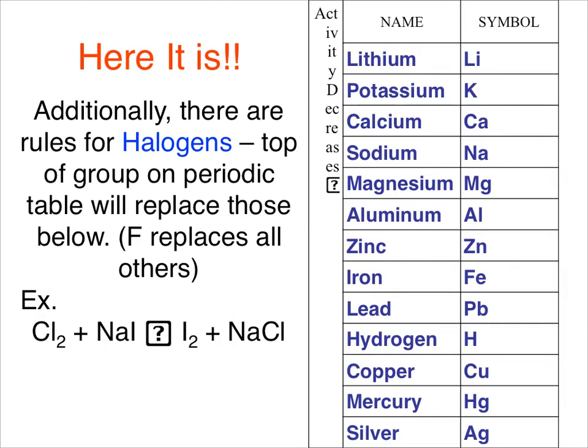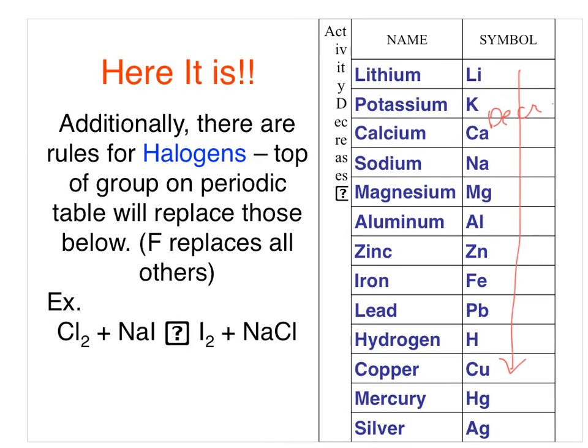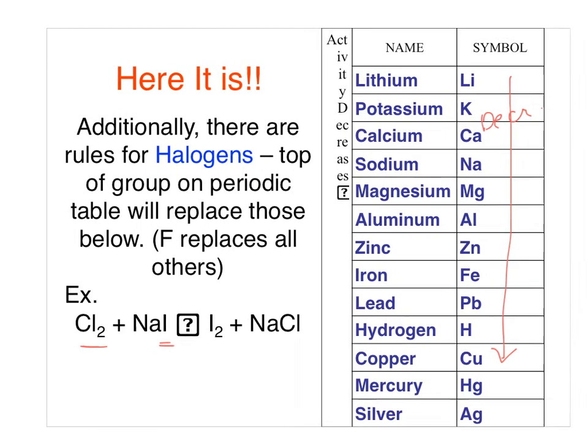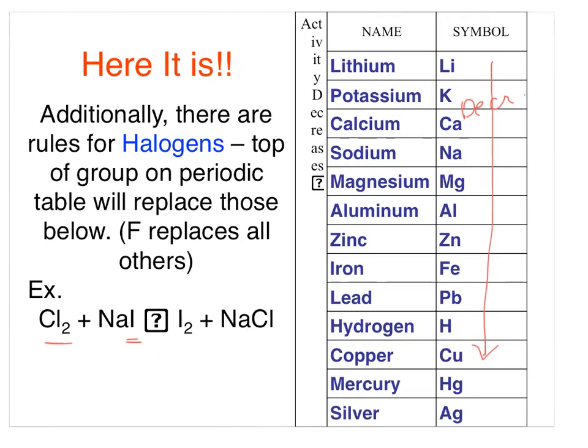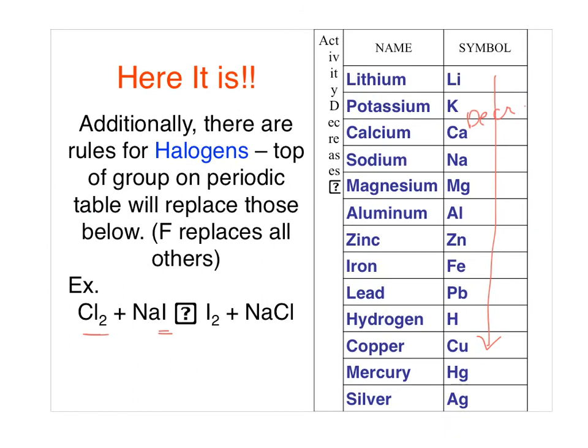Here's an example of an activity series. So this is in decreasing order of activity. So for example, this is a question: will chlorine bump out the iodine? That's because chlorine and iodine are non-metals. So a metal will try to kick out another metal, and a non-metal will try to kick out another non-metal.